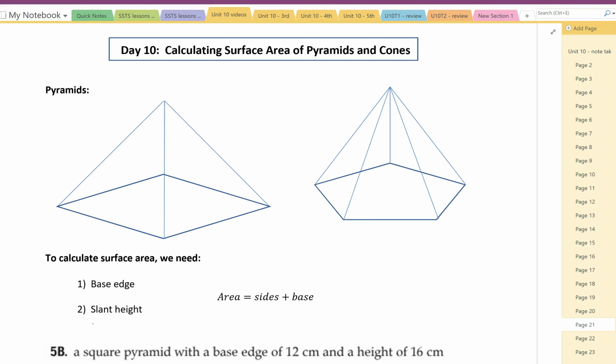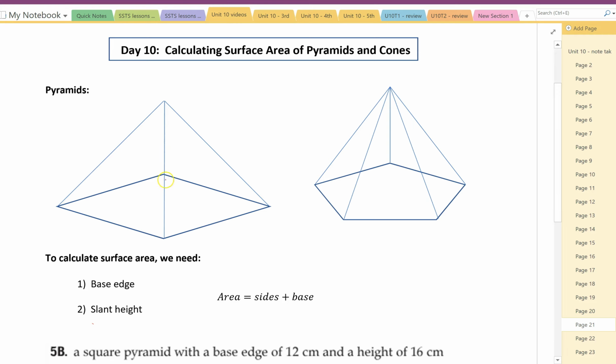Okay, let's figure out the surface area of pyramids and cones. You guys have all seen pyramids before. They look like these right here. You can have any shape as the base of a pyramid you want. The ones that we're going to be calculating the surface area of, though, are all going to be regular. In other words, they're going to be shapes where each angle inside is the same.